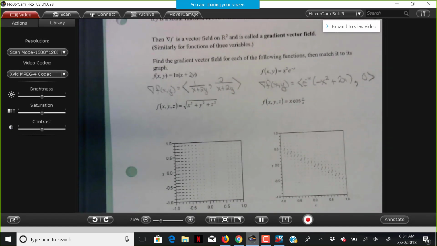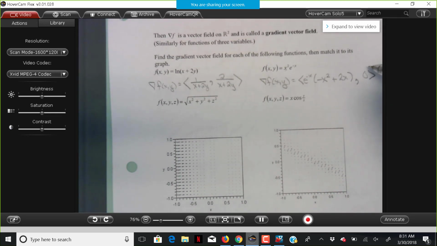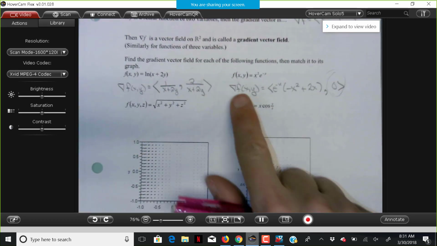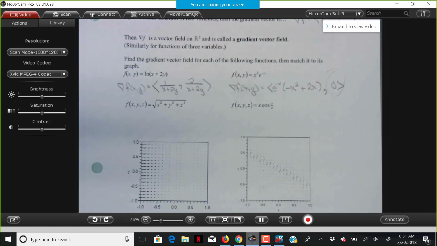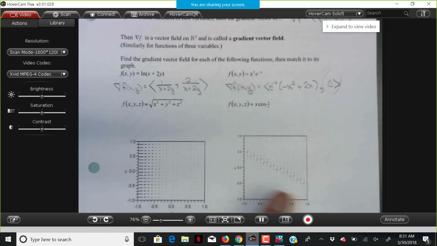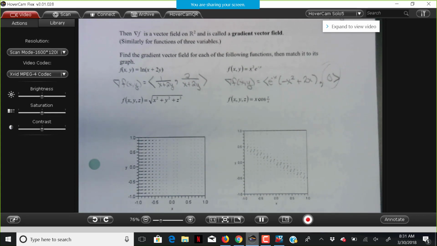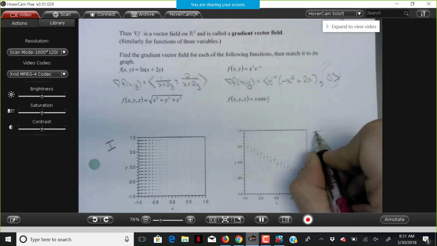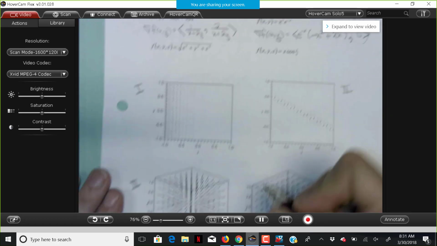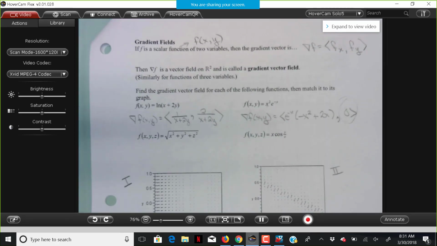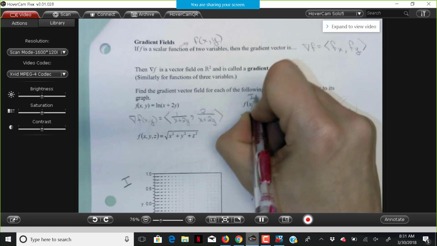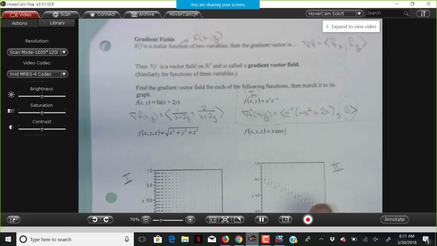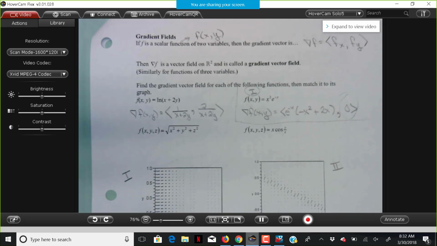Okay, so actually let's look at the 2-dimensional ones first. The thing I notice right away is for the second one, the second component is 0, which means there's no vertical component to any of the vectors. So would that go with the first graph or the second graph? The first graph, right? They're all horizontal. So I'm just going to call this 1, 2, 3, 4. Okay, so this goes with 1. Now, which means this one goes with 2, obviously.